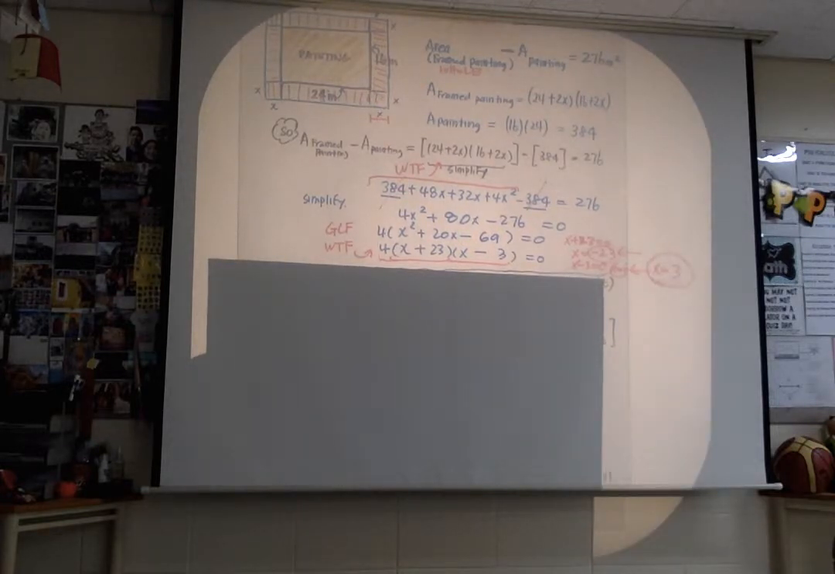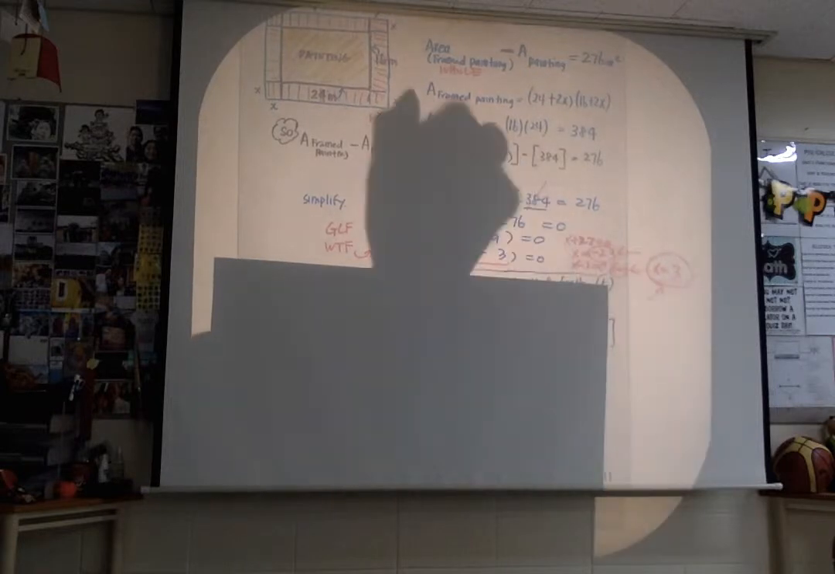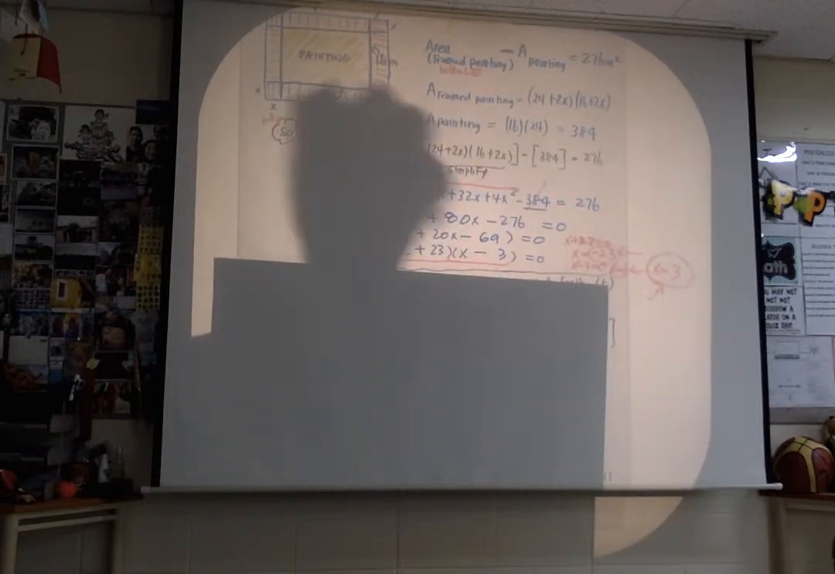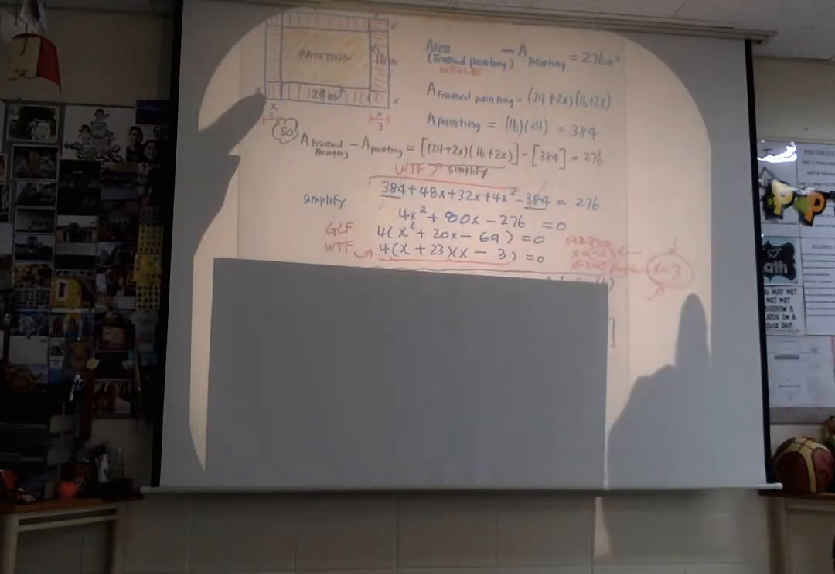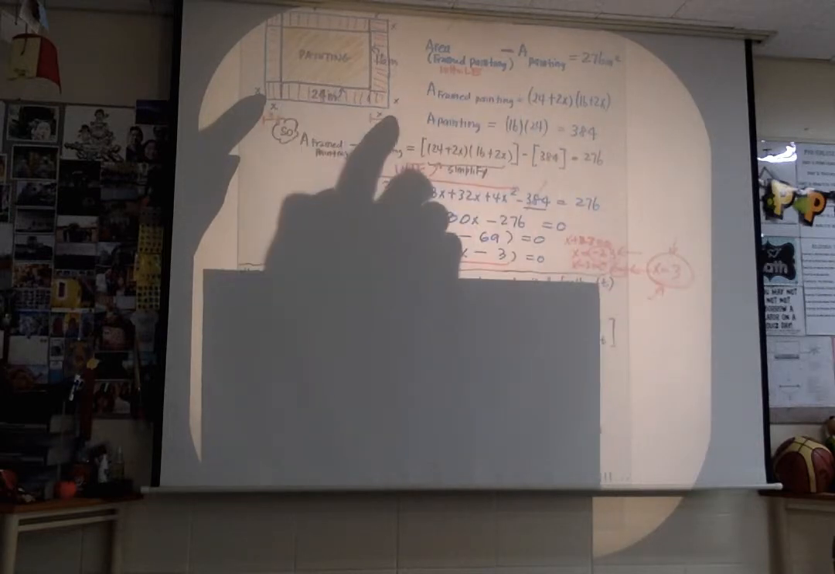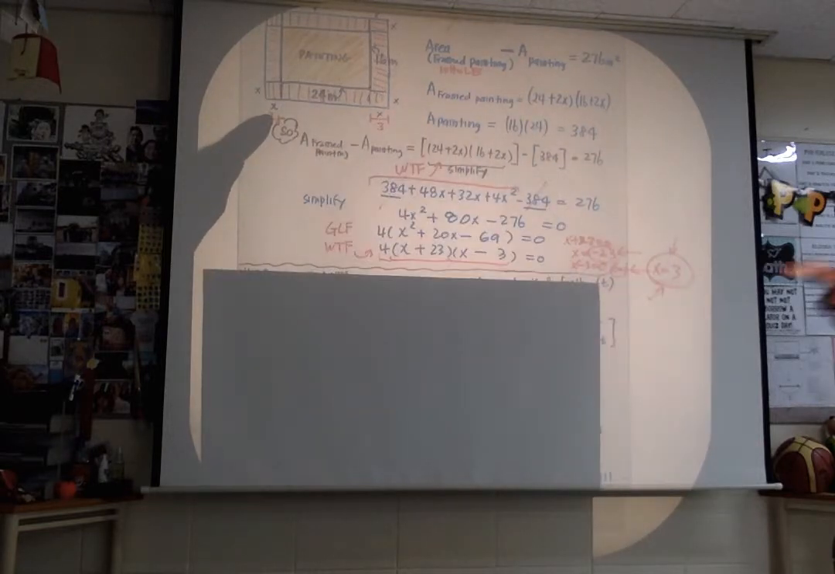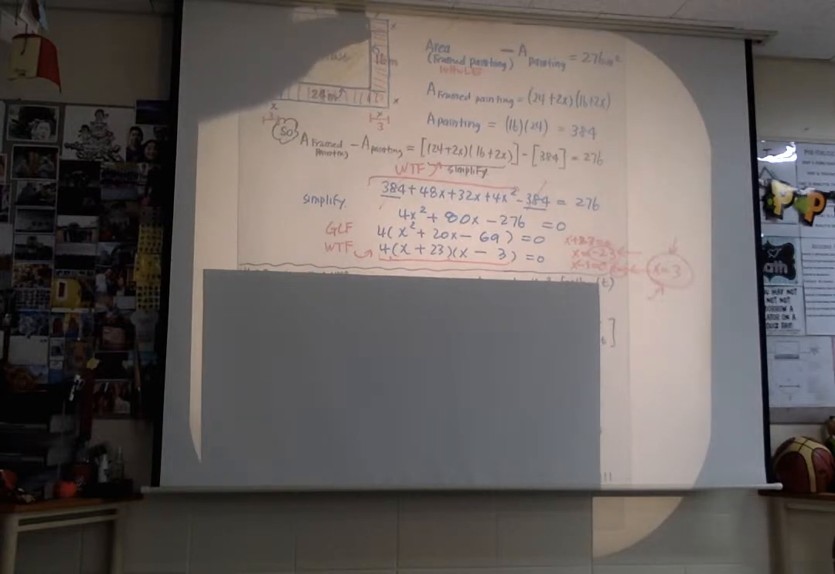So to answer our question, the dimension of our frame has to be what? It's 3 here, so really it's 3, 3, okay? So it's going to be 3 all around, and make sure you understand that. So if I ask you for the whole length or width of the entire painting frame, it would be 24 plus 3 plus 3, which is 30. It would be 30 by 22. Make sure you understand that.